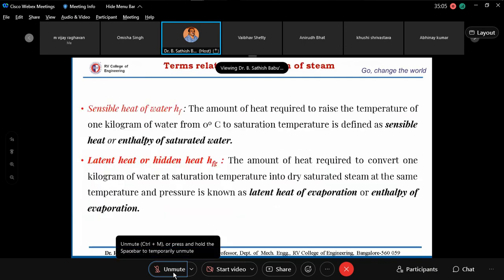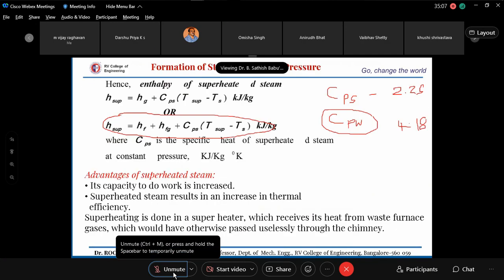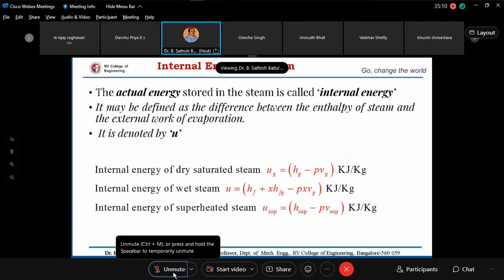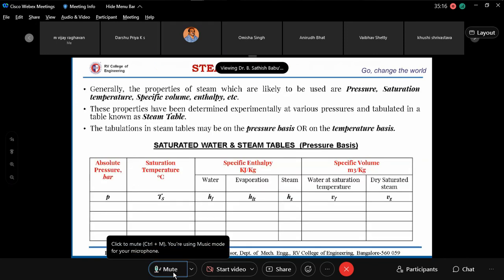Yes, ma'am. Any doubt? CPS is the heat capacity of steam and CPW is the heat capacity of water. Any other doubts? Shall I proceed? Yes, ma'am.